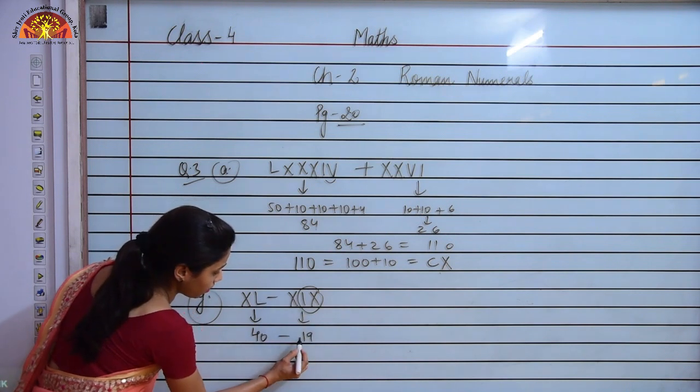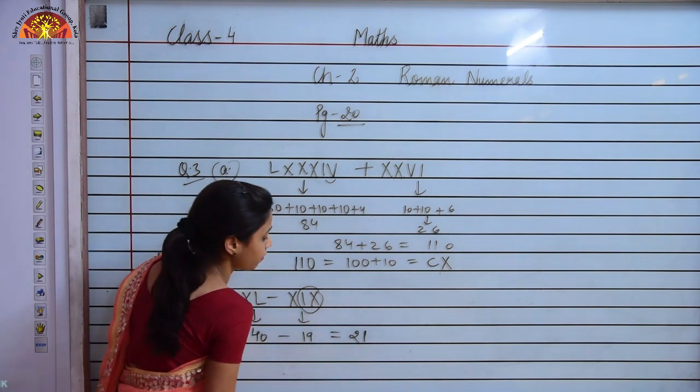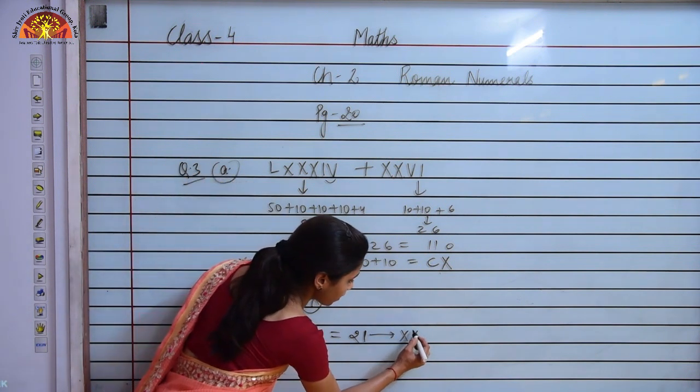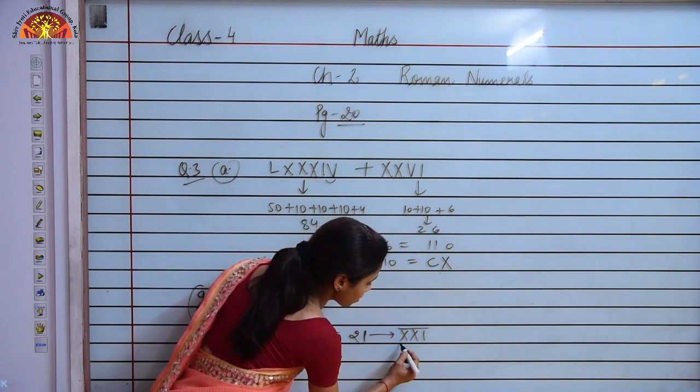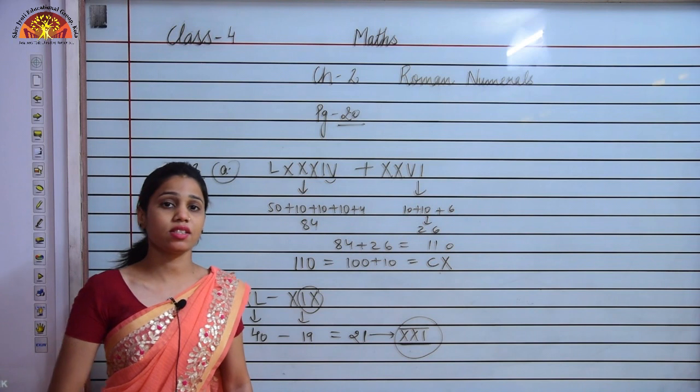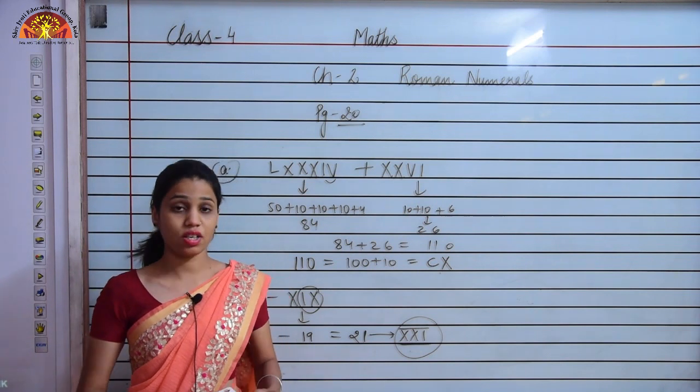So 40 minus 19 is how much? 21. To write 21 in Roman form, how will I write? I will write 2X and then add 1 to it. So this is the Roman numeral of 21. Hence the answer is 21. This is how you have to do the remaining part of question number 3.